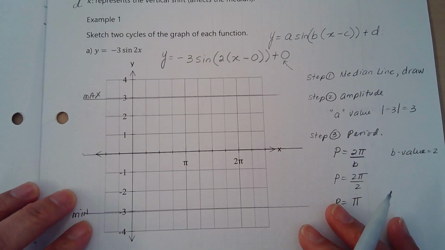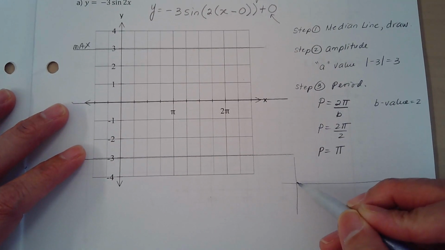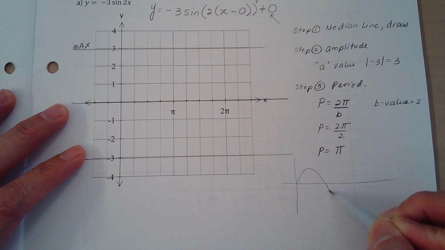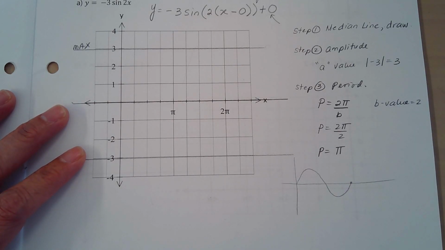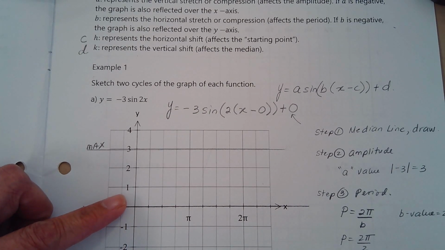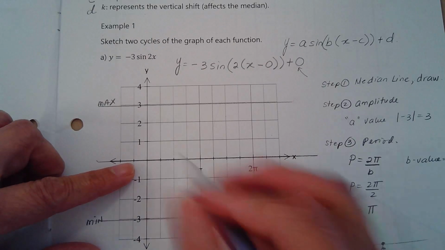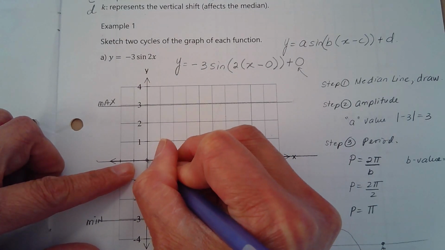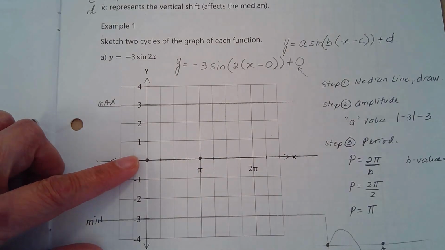So this is a sine function. We know that our sine function kind of goes like this, right? From the median line, that's what our sine function looks like. So this is our beginning, this is where we begin, and this is where we end. But we want it to be pi. So begin at 0 and end at pi.